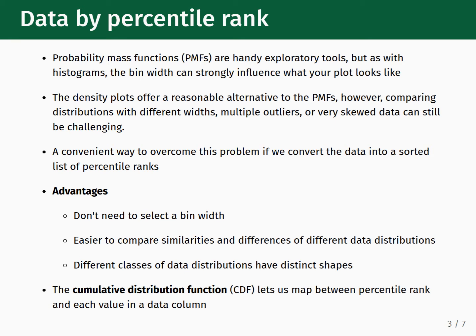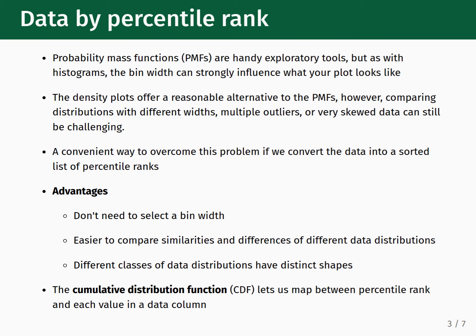If the data distributions have different widths, multiple outliers, or very skewed data, then the density plot can also encounter problems. A convenient way to overcome some of those problems is if we convert the data into a sorted list of percentile ranks. There are several advantages to this approach. We don't need to select a bin width. It is easier to compare the similarities and differences of different data distributions, and different classes of data distributions have distinct shapes when visualized in this way.